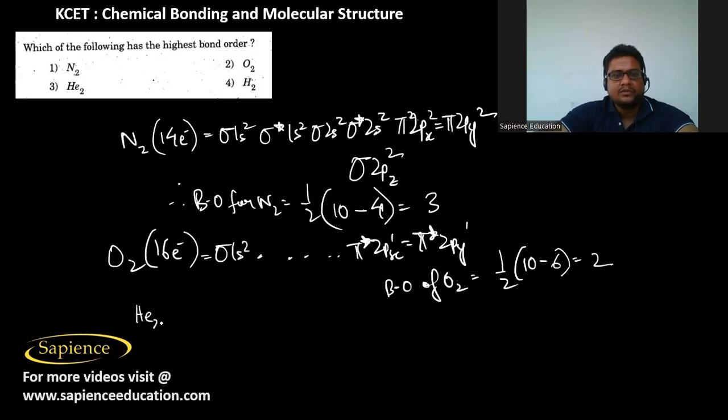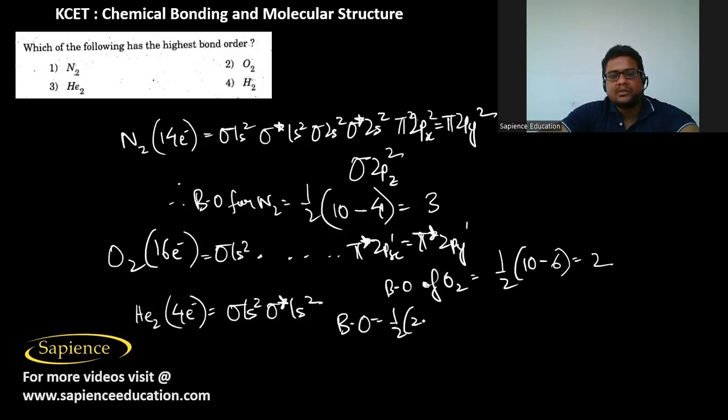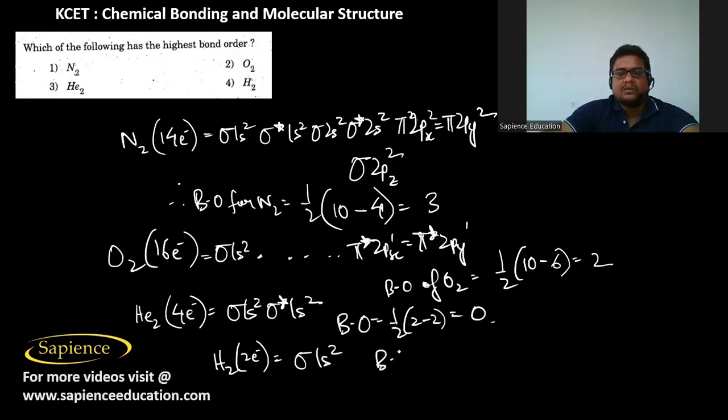Then for He2 also, it has got 4 electrons, so it will be sigma 1s2, sigma star 1s2. Therefore, the bond order will be half into 2 minus 2, that is equal to 0. And for H2, it has got 2 electrons, so its molecular electronic configuration will be sigma 1s2. So the bond order for H2 will be half of 2 minus 0, that is equal to 1.